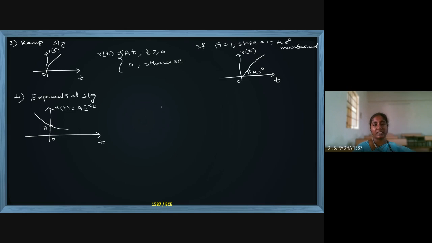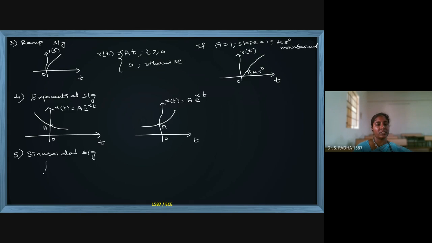We may also have an increasing exponential. Here you can write A into e power positive alpha t, and the cutting point will be capital A only. At t equal to 0, you will have height as capital A. If you put A equal to 1, then height will be 1 at t equal to 0.